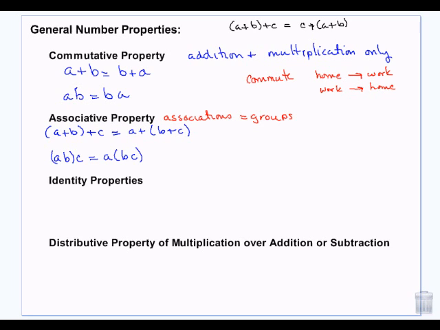Identity. You know what your identity is, right? That's you. You have your own identity. Your identity is not changing. That's what the identity property does. It doesn't change the identity. So you have the identity property of addition, and that is anything plus 0 equals itself. I add 0 all day long and I didn't change A's identity. Bless you. And of multiplication.